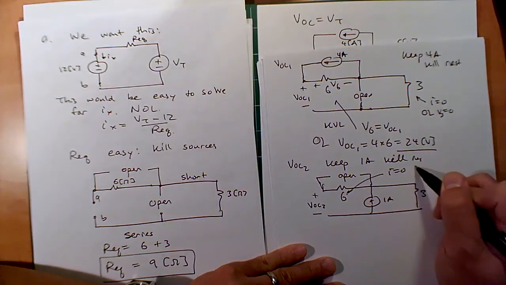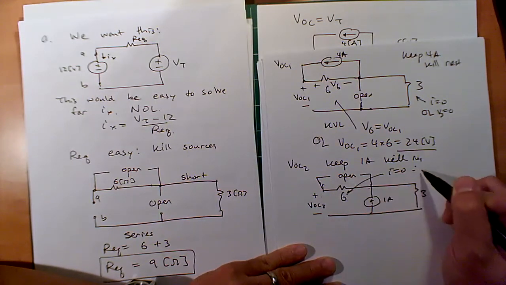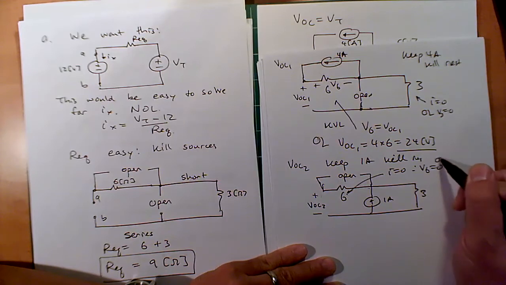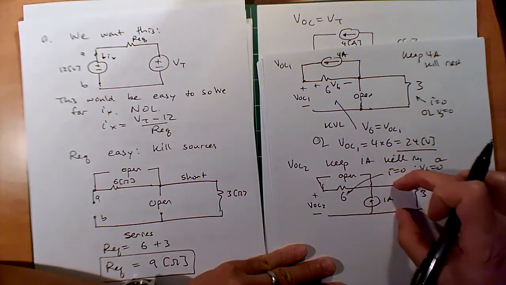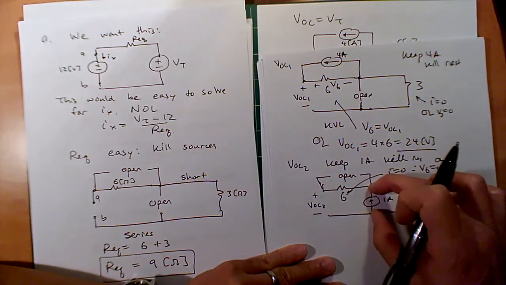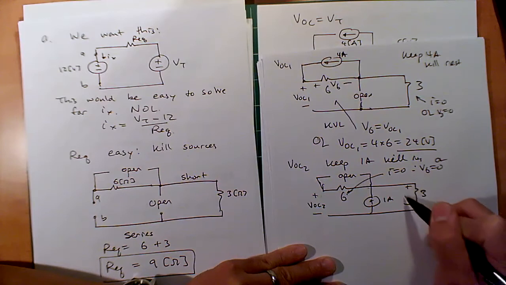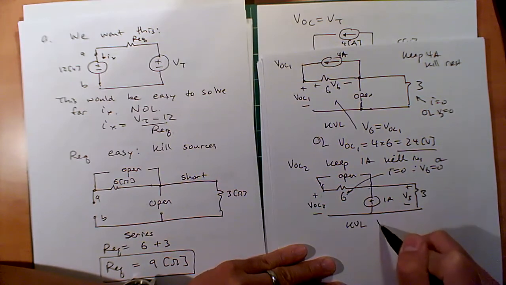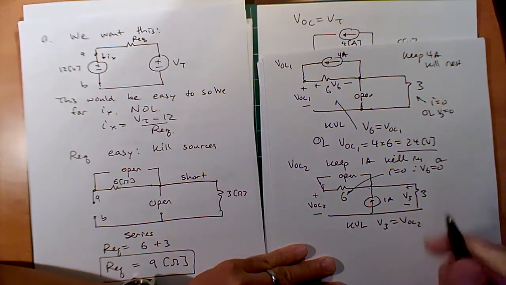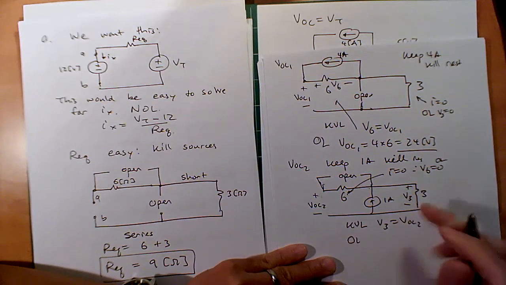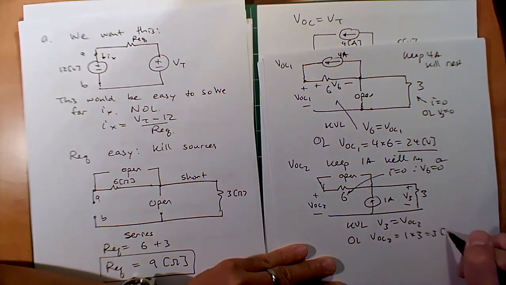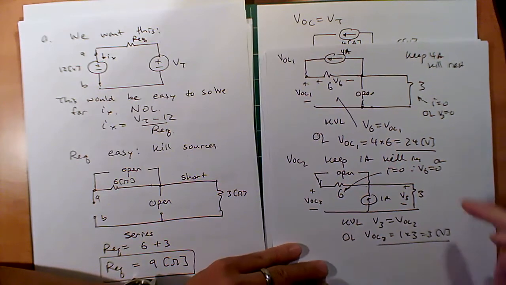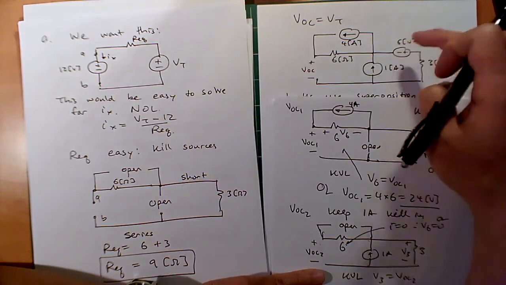I equals 0, right? Open circuit, therefore this V6 equals 0 by Ohm's law, right? So that means this VOC2 is the same voltage across this resistor and this current supply. So we'll call this V3, and by KVL, V3 is equal to VOC2. Nice. And by Ohm's law, check this out. Ohm's law, VOC2 is equal to 1 times 3 volts. Easy. Boom, boom.